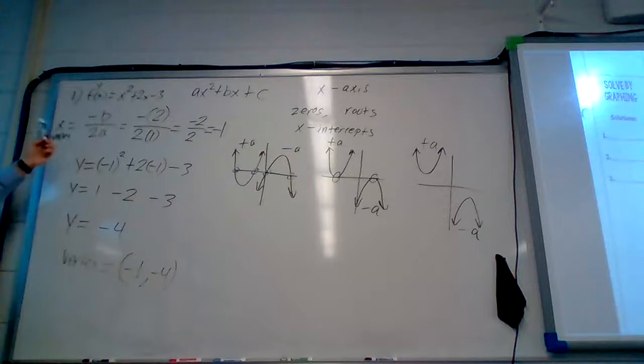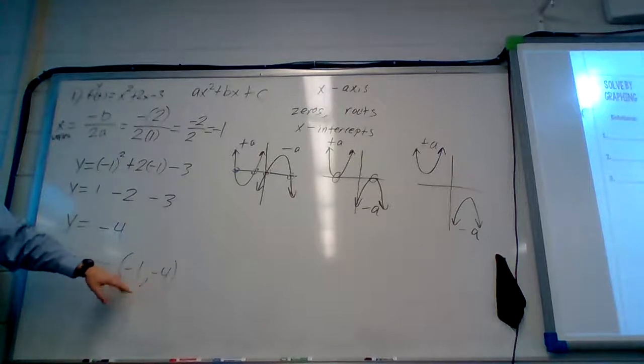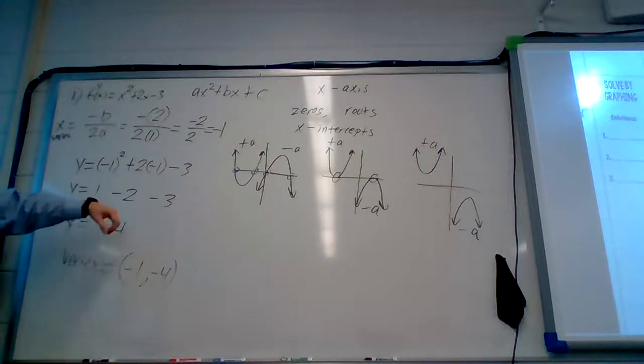So we first solve for the x vertex. We take our solution and then we solve for the y. Okay, cool. So now we have the starting point of our quadratics.